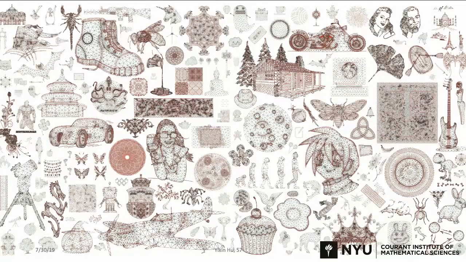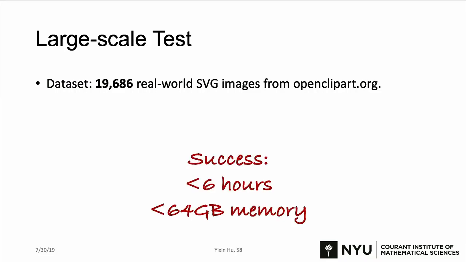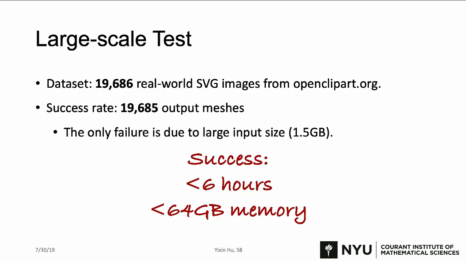We also did a large-scale test for evaluating the robustness of TriWild. Our input dataset contains around 20,000 real-world SVG images from the OpenClipArt website. Before talking about success rate, let me define the term success. The definition of success is if the method generates an output within 6 hours using less than 64 GB memory. TriWild succeeds on everything except one model due to a large input size.